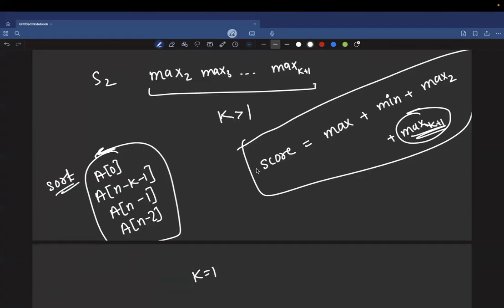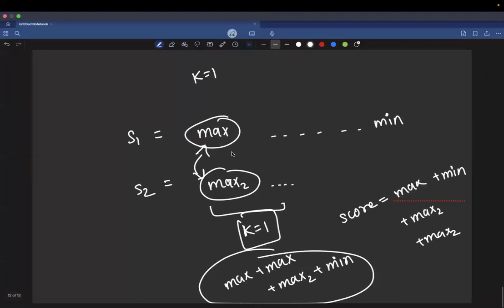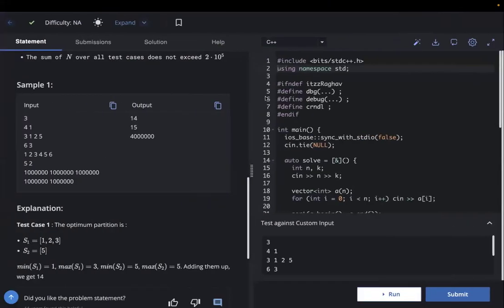So are we good to go? Should we move on to the code part? Or does anybody have any doubt? Okay, nice. So let's move on to the code.